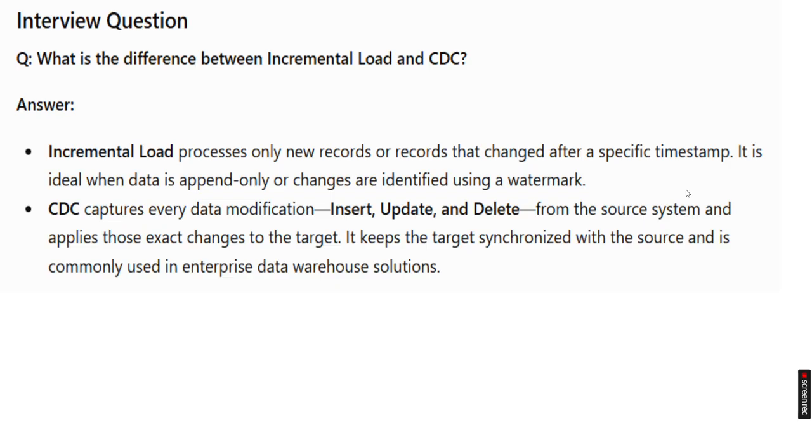Maybe in the interview they may ask, friends, what is the difference between incremental load and CDC? Already we have covered it, right? Incremental load basically processes only the new records or records that changed after a specific timestamp. CDC captures every data modification, like insert, update, and delete, from the source system and applies those exact changes to the target. You can go through that, friends. If you have any doubts, please put them in the comments. I will try to reply, friends.